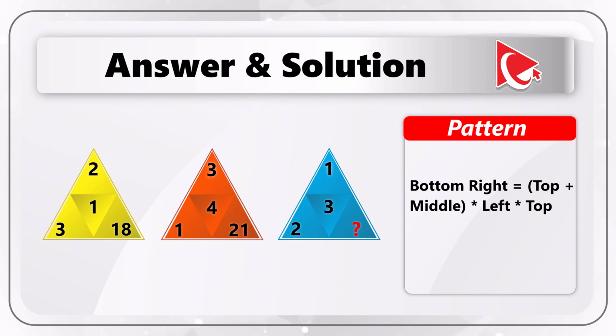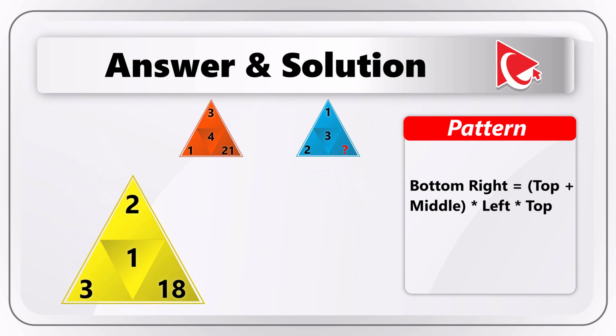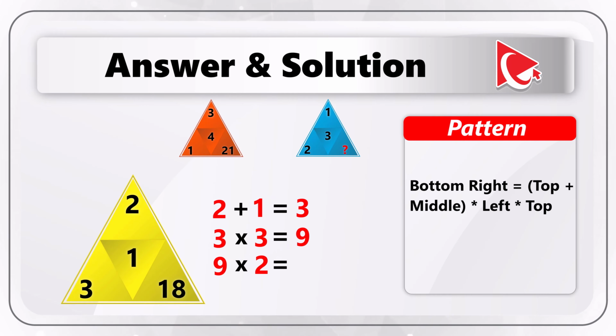Let's look at sample calculations to make the example more clear. Let's look at the first yellow triangle. To get to the number in the bottom right corner, we first need to add 2 and 1, and the end result of this would be 3. Then we need to multiply the result by the number in the bottom left corner, and 3 multiplied by 3 equals 9. Then, as the last step, we need to multiply the result, which is 9, by 2, which is the top number, and the end result would be 18.